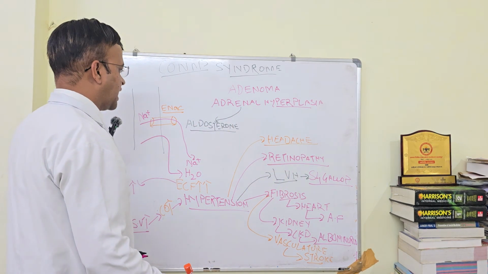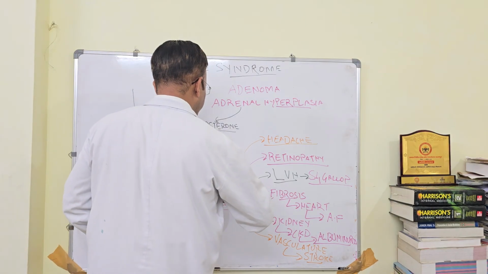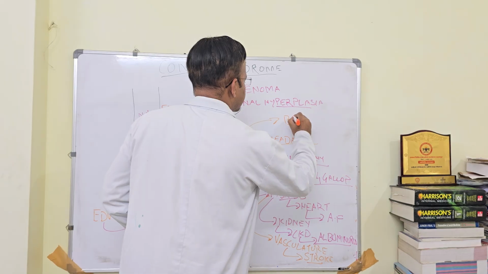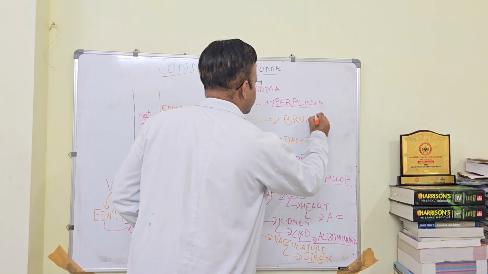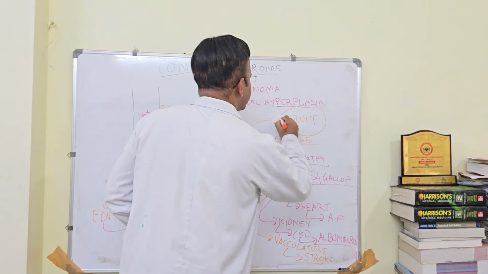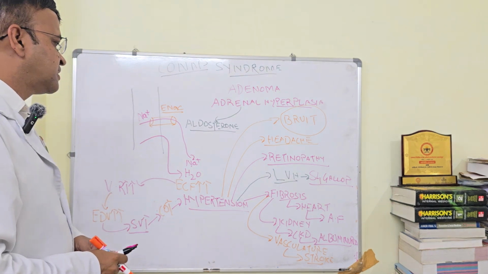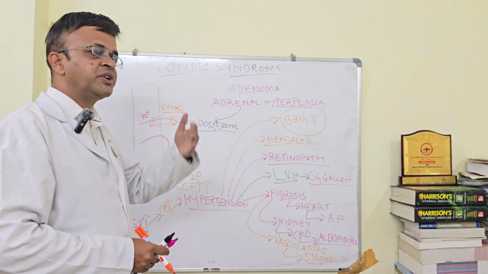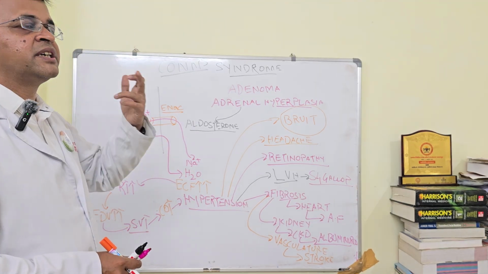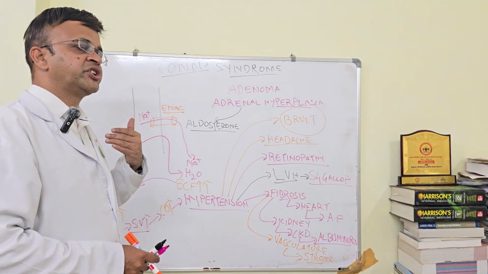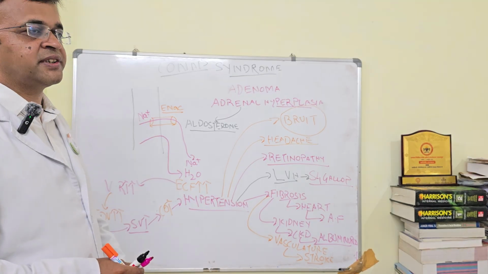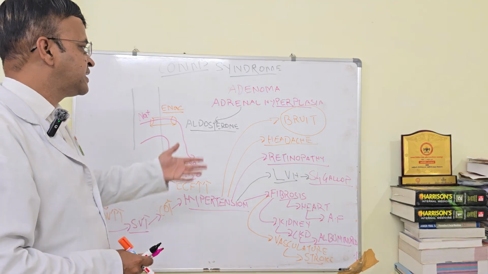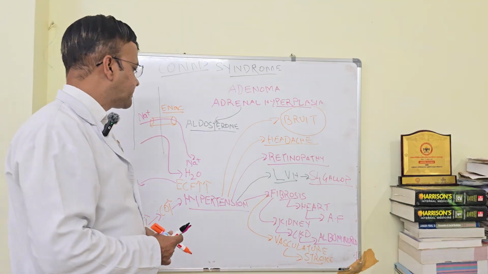Hypertension can also lead to bruit, due to turbulent flow. You can hear this bruit over arteries. So many things can happen in case of chronic hypertension: your headache, retinopathy, left ventricular hypertrophy, atrial fibrillation, chronic kidney disease, albuminuria, stroke, and bruit.